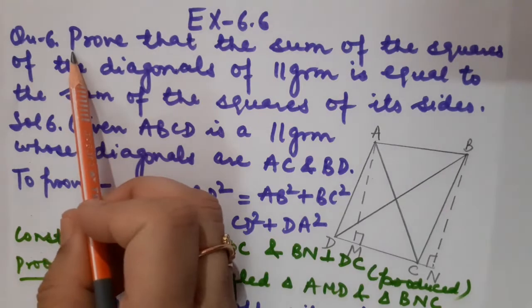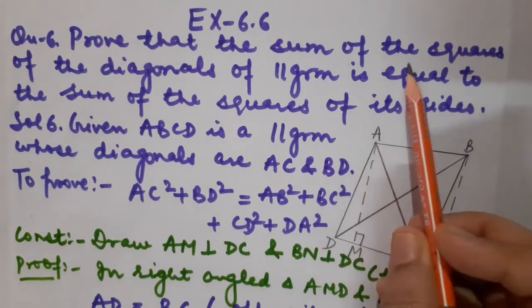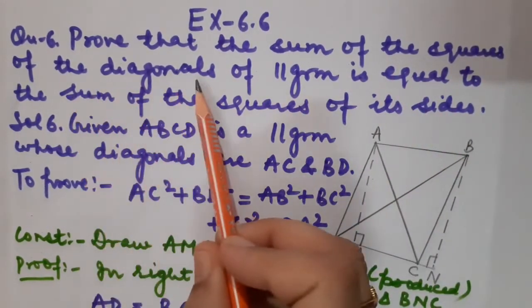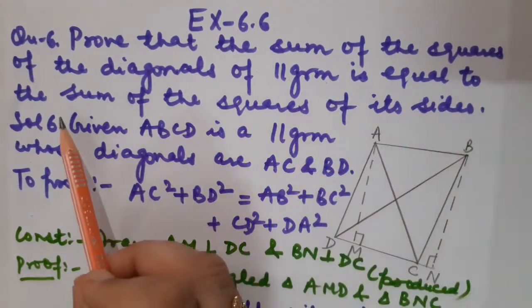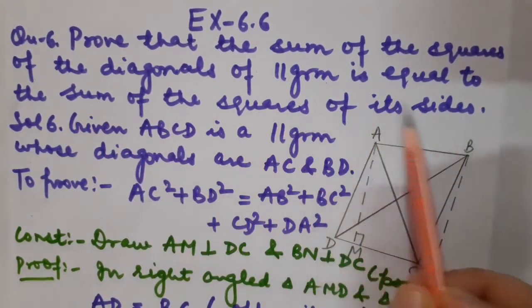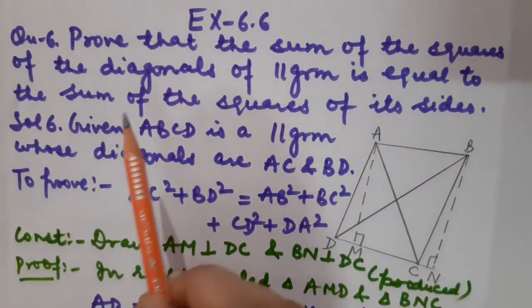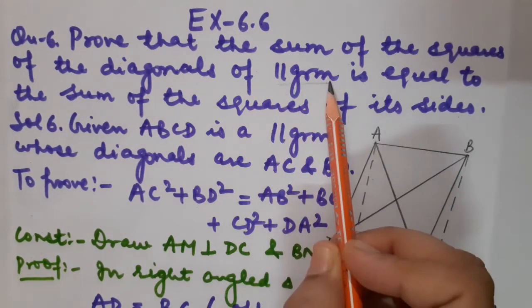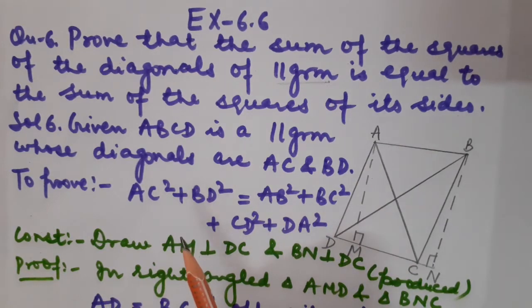This is question number 6 of exercise 6.6. Prove that the sum of the squares of the diagonals of a parallelogram is equal to the sum of the squares of its sides. Children, you have done such a type of question earlier also, but there, instead of a parallelogram, a rhombus was used. And as we know, a rhombus is a parallelogram whose diagonals bisect each other at 90 degrees. So it was very easy for us to apply Pythagoras theorem and reach the result.